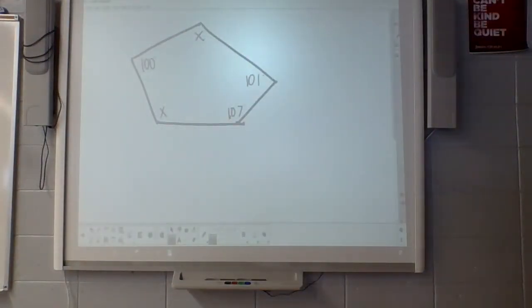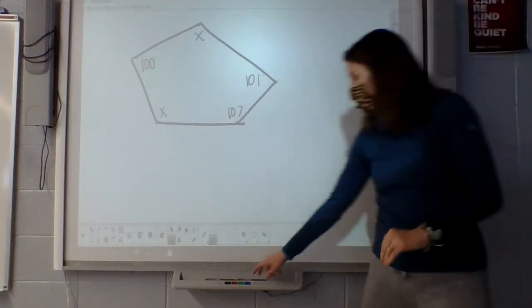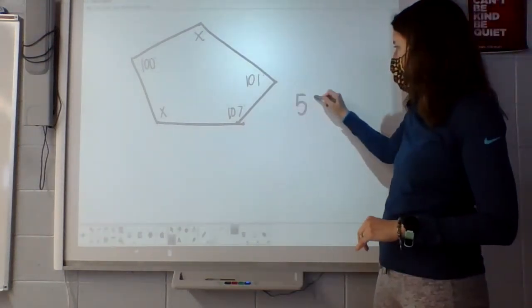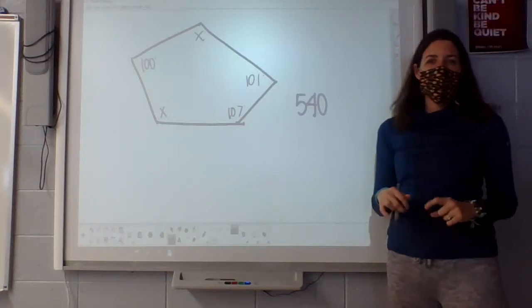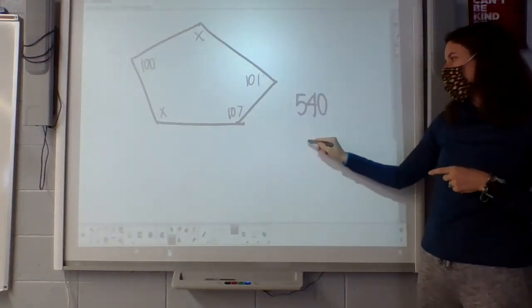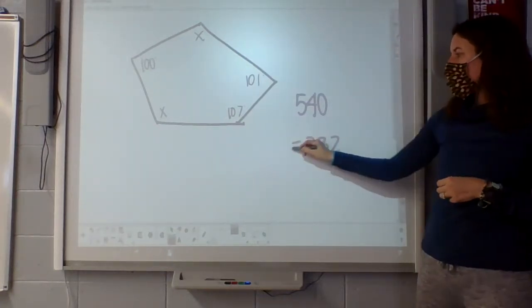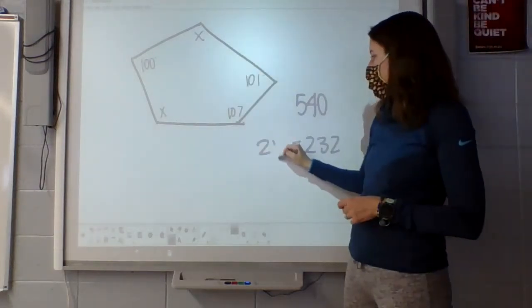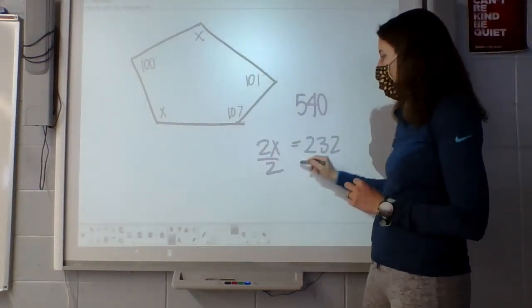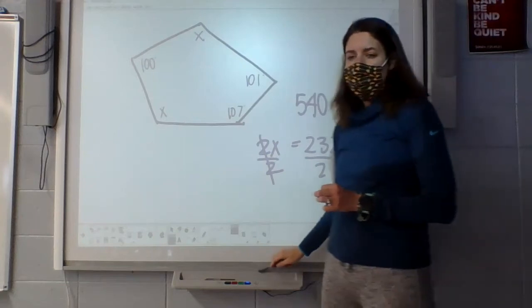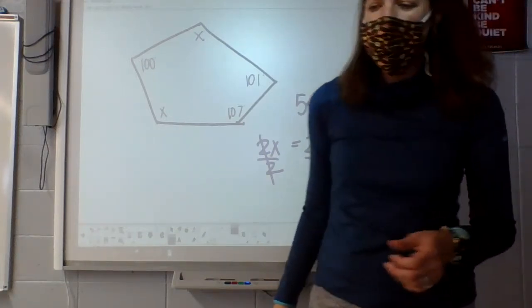All right, so this one, you guys, is another 5-sided figure. So it's 540. But this time we take all these little pieces away and we end up with 232. But that's what these 2 X's have to equal. So we have to divide that by 2 to figure out that one of the X would be 116.